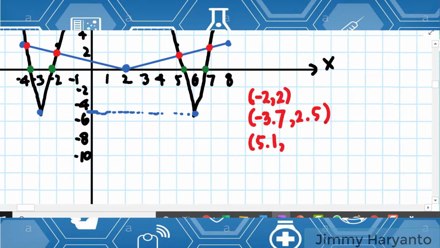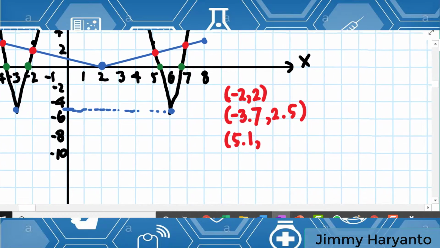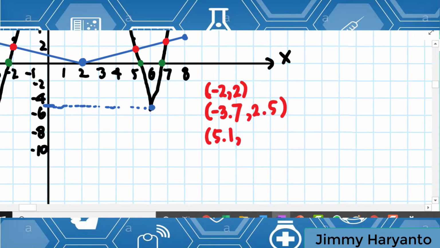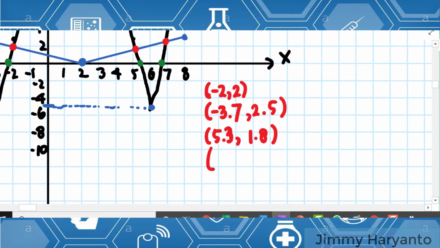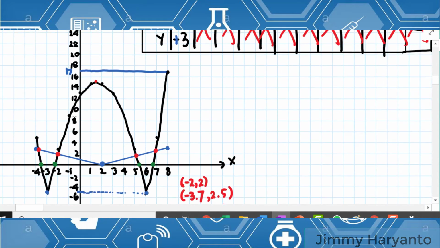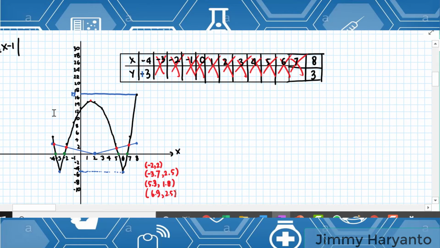If you use millimeter block, it will be more accurate. Mine is not too accurate. 5.1, maybe 5.3, and then 1.8 I think, and then the last one will be 6.9, 2.5. Using millimeter block will be better. Okay, so this is the answer.